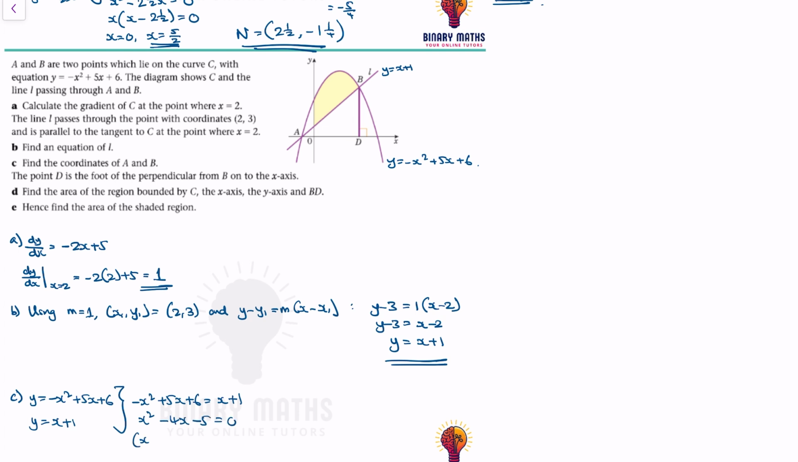So when I factorize it, I get x minus 5 times x plus 1 is equal to 0, which means x is equal to 5 and x is equal to negative 1.